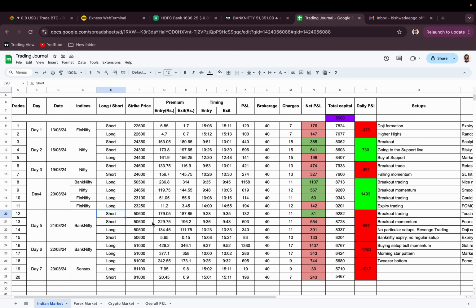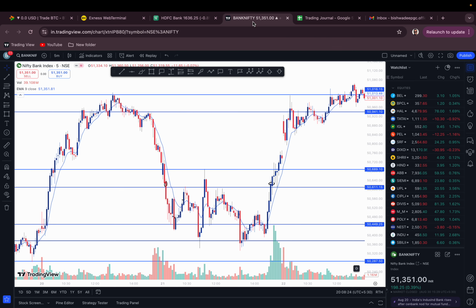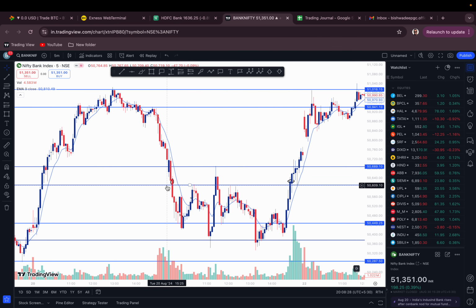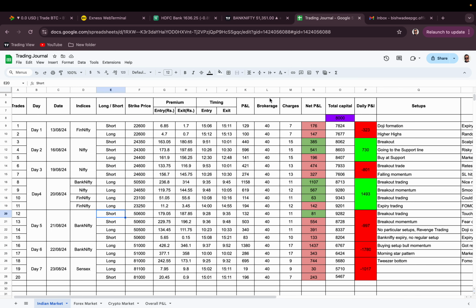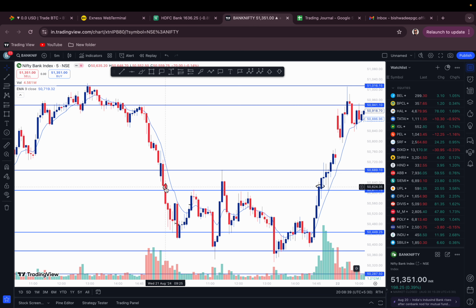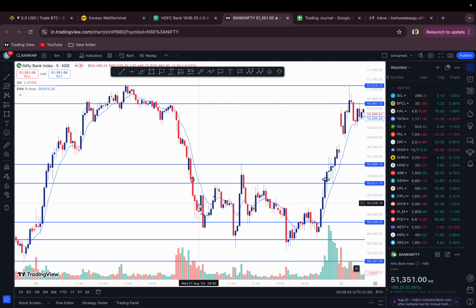Okay, so coming on to the positions that I took, the short position at 928. At 928 I took the position. Why did I take this position at this point?